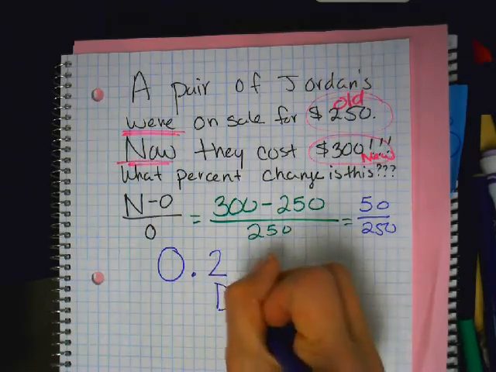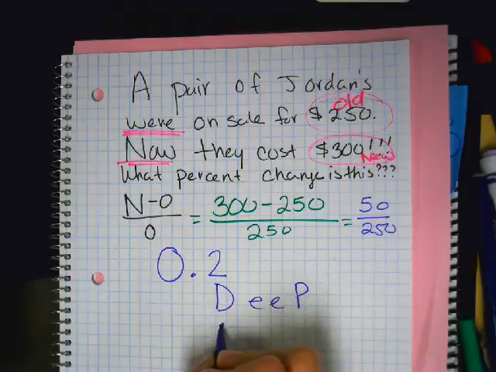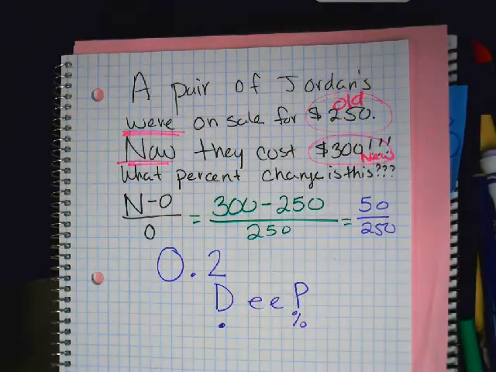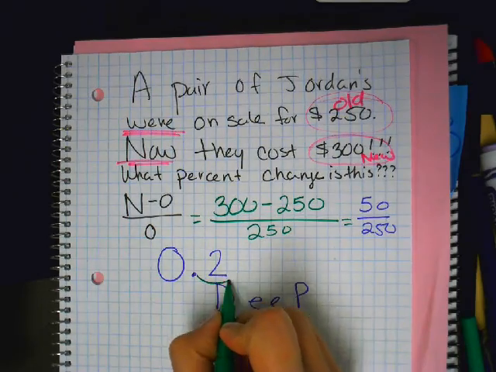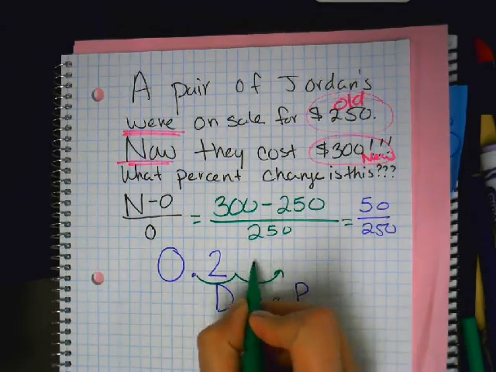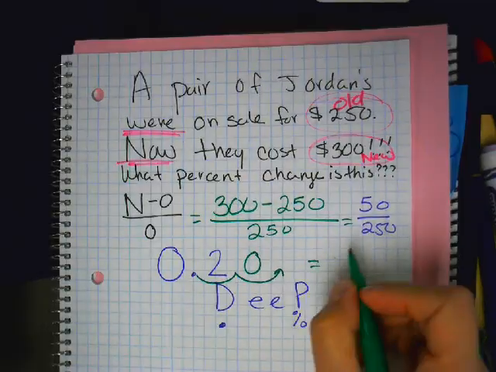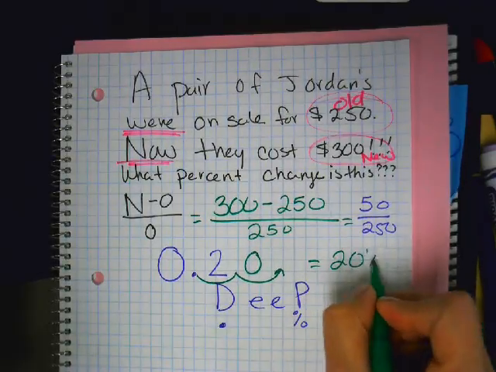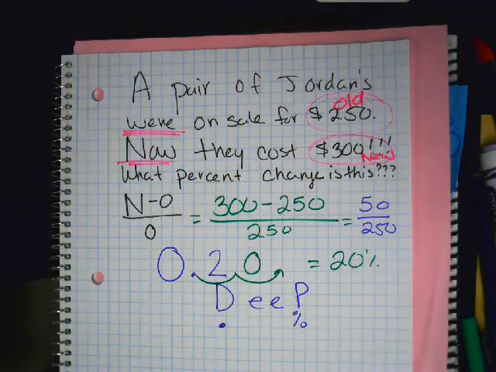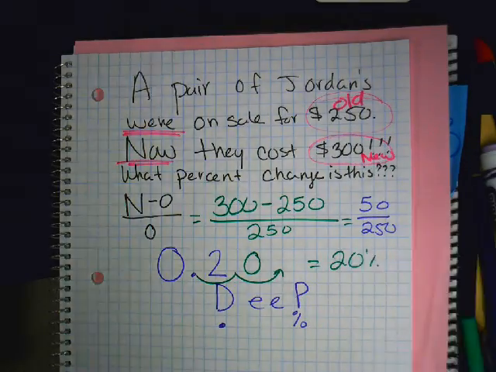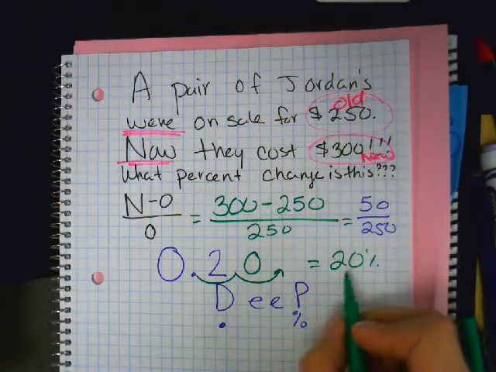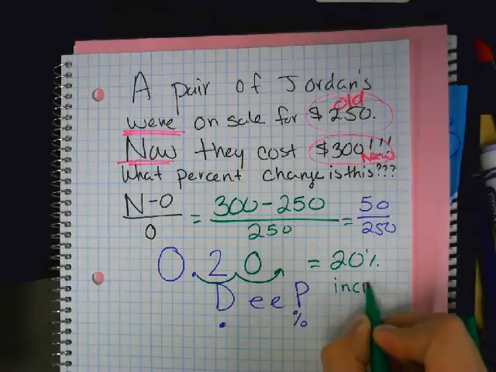Decimal to percent. How many times do I move it? Twice. 1 and the 2. What do I add here? 0. So what percent is this? 20%. Now, did my price go up or down? Up. So we say it's going to be an increase.